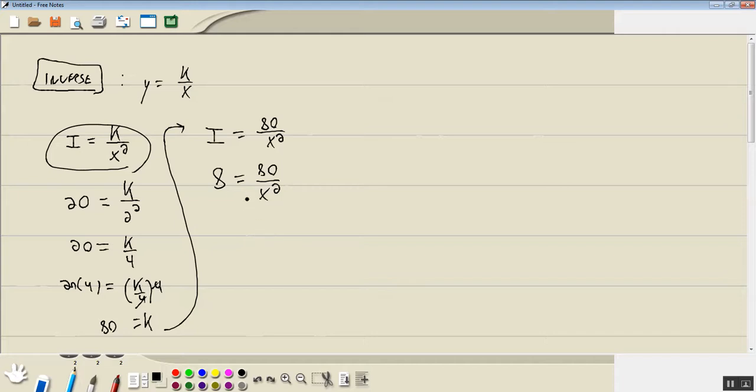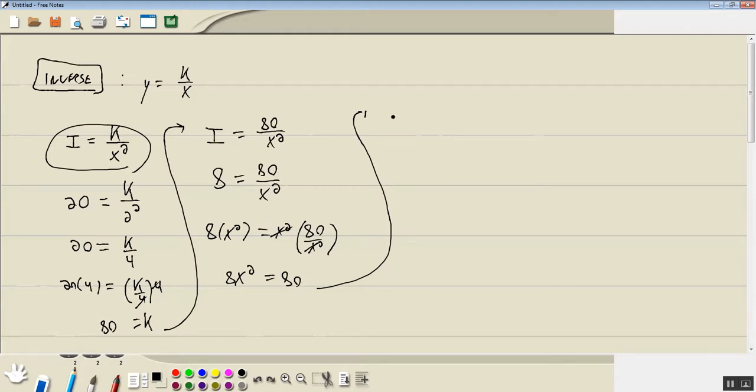Our steps for solving a rational equation would be to factor our denominators if we had to, but we don't have to. Multiply everything by the LCM of all your denominators. So multiply both sides by x squared. So we get 8x squared equals, these x squareds cancel, 80. Now I'm going to divide both sides by 8, and we get x squared is equal to 10.